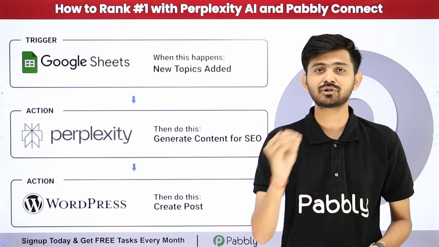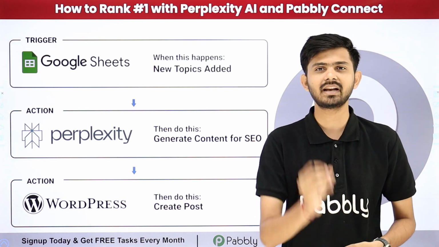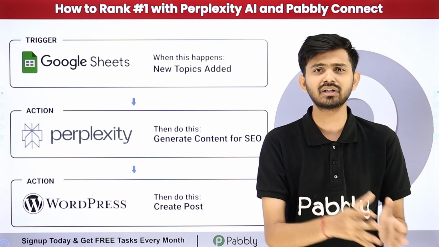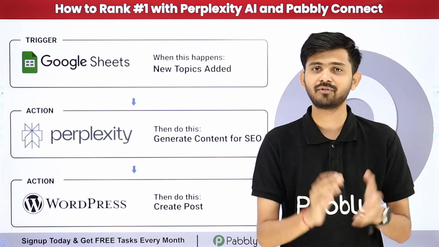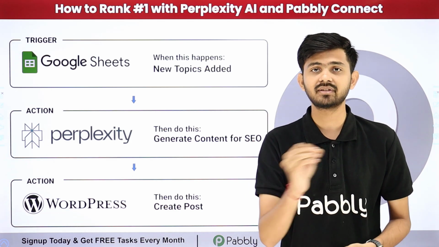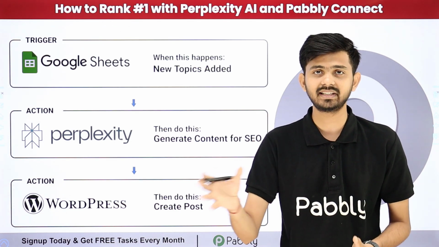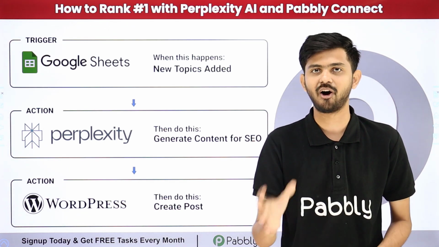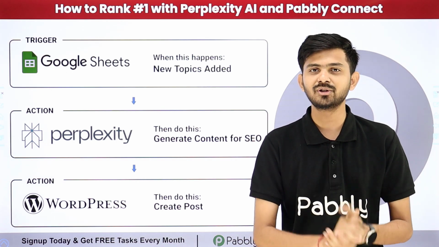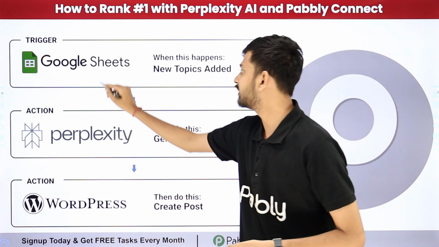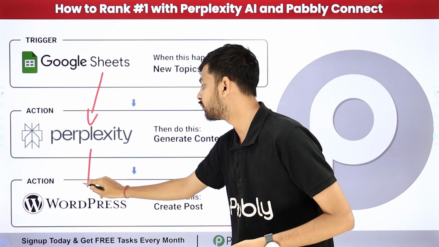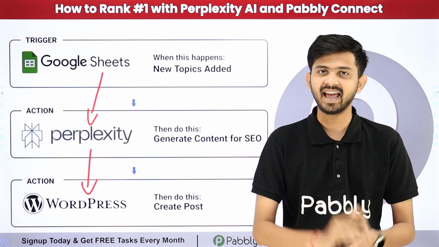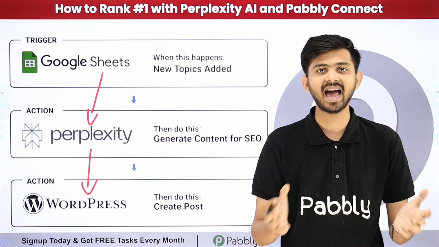As I add those topics in my Google Sheet, then automatically by using Perplexity AI, I'm going to generate all the content for the SEO, like the keywords, tags, content and the title for my blog. Automatically after generating all these details, I'm going to post that on my WordPress account as a new blog. For this, I'm going to build a connection between Google Sheets, Perplexity AI and WordPress with the help of Pabbly Connect, which is an amazing software for automation and integration.